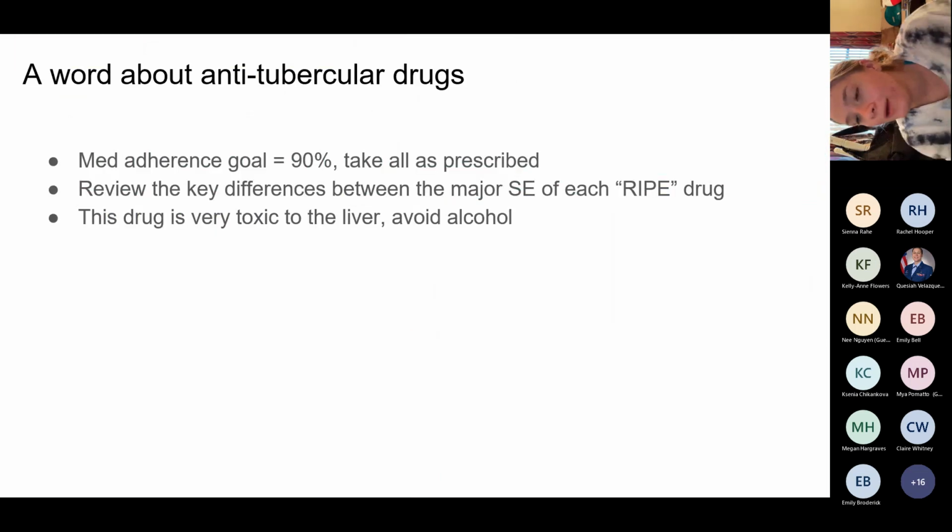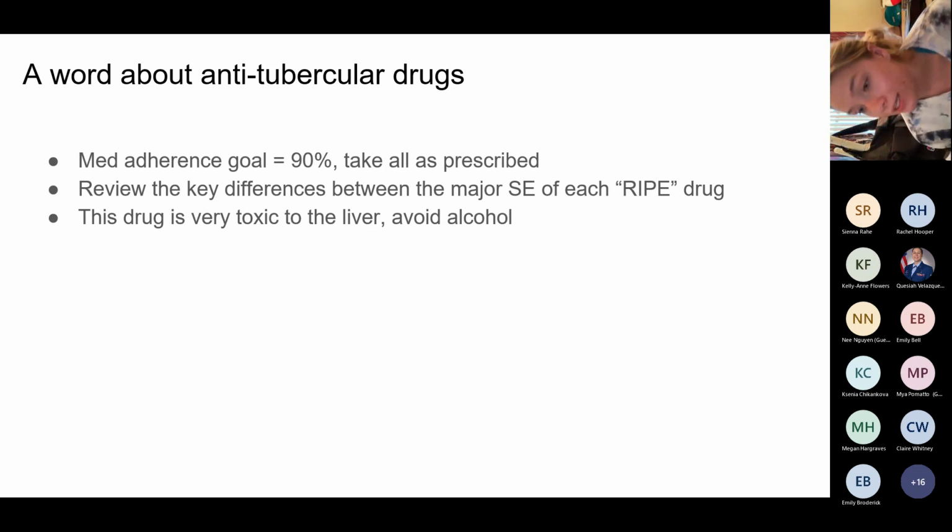And now we get to talk about our super fun anti-tubercular drugs. Again, understand the big picture of all anti-tubercular drugs. Really, really, really harsh on the liver. Therefore, we're going to avoid alcohol. Why do we avoid alcohol? Alcohol is really, really, really harsh on the liver. So we're not trying to put my patient in liver failure, okay? We're trying to get rid of their tuberculosis. And that's what these drugs do.